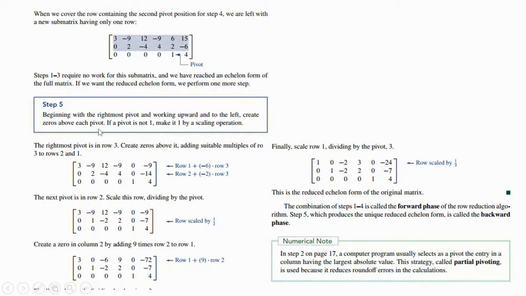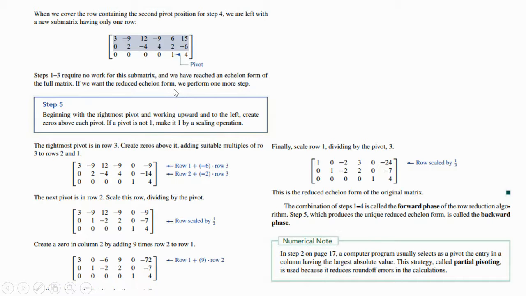create zeros above each. Now we're really done here because this is the last pivot. So we have a pivot there, and a pivot there. And so we've reached an echelon form of the full matrix. And by the way, once you get here, you can solve it. And that's an important thing. And this will have a unique solution because this last variable is equal to 4. And so there is a unique solution.